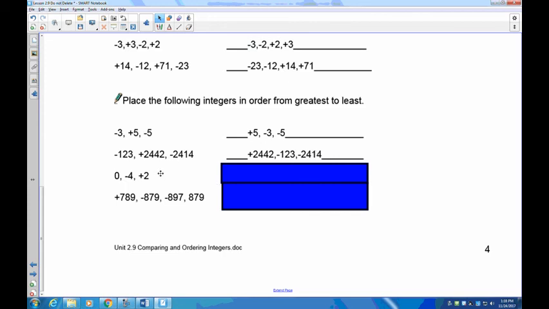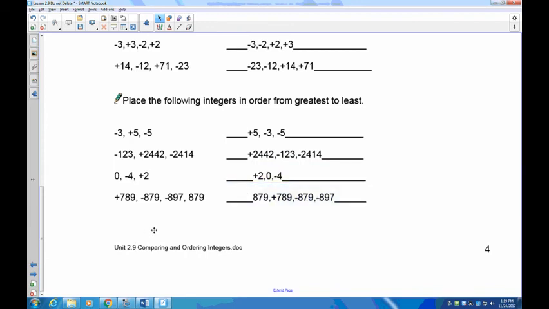Okay, this one here, the largest number is going to be the 2, and then as you travel, you're going to hit the 0, and then you're going to hit the -4. And of course, on this one, the biggest positive is 897, followed by 789, and then 879 is next, and then 897. So there's your list right there.